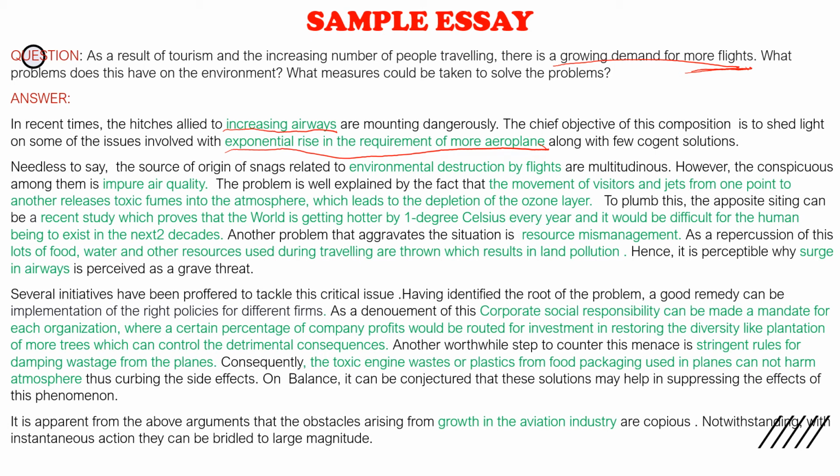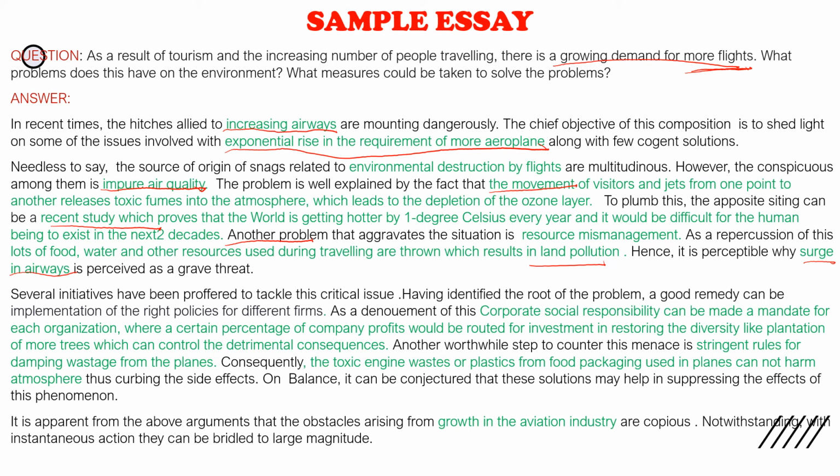So I have given my keyword, my problem 1, I have explained, then I have given an example. Now I will move to the second problem, and that is resource mismanagement. So resources are mismanaged. How? Now I will explain it. Lots of food, water and other resources used during traveling are thrown, which results in land pollution. Okay, so also a type of environmental problem. Hence it is perceived. Why? Surge in airways. So again, surge in airways, again a synonym has been used.